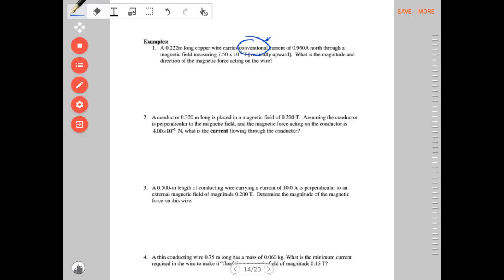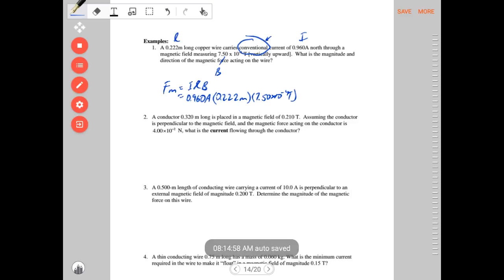Okay, awesome. So we have a length of wire, we have a current, we have a B. FM equals ILB. That's the formula that's on the sheet. This is Bill, right? This is a Bill formula. So the I is 0.960 amps, the L is 0.222 meters, and the B is 7.50 times 10 to the negative 4 teslas. So if we get our calculators out and type that in, 0.960 times 0.222 times 7.5 times 10 to the negative 4. So that is to 3 sig digs.